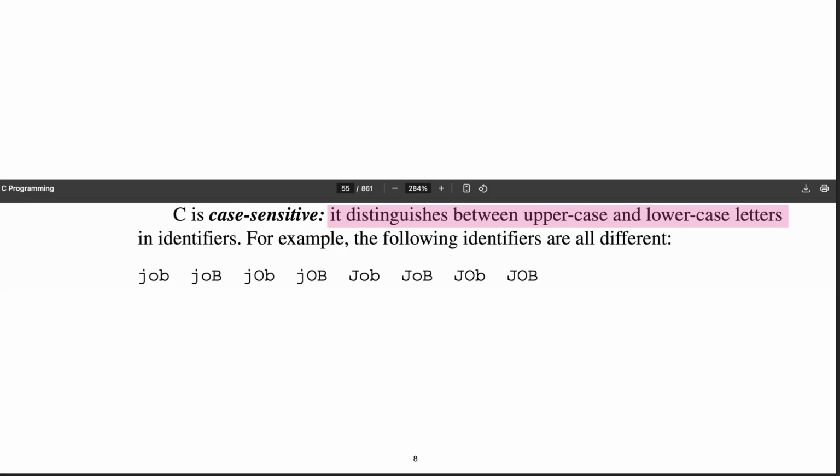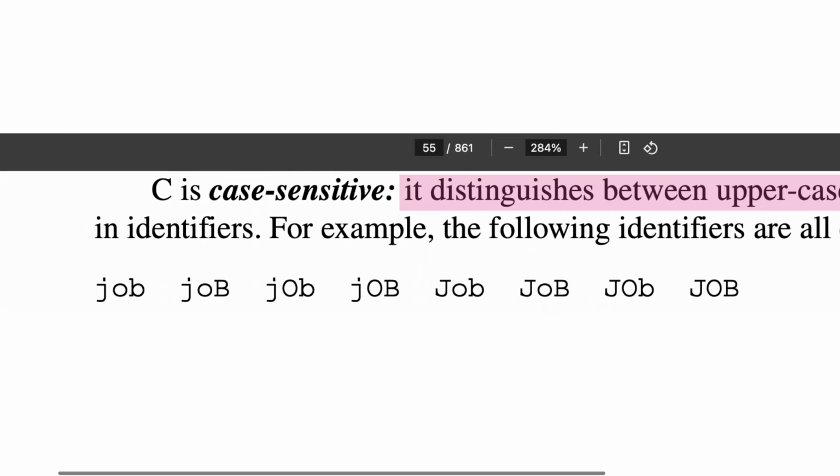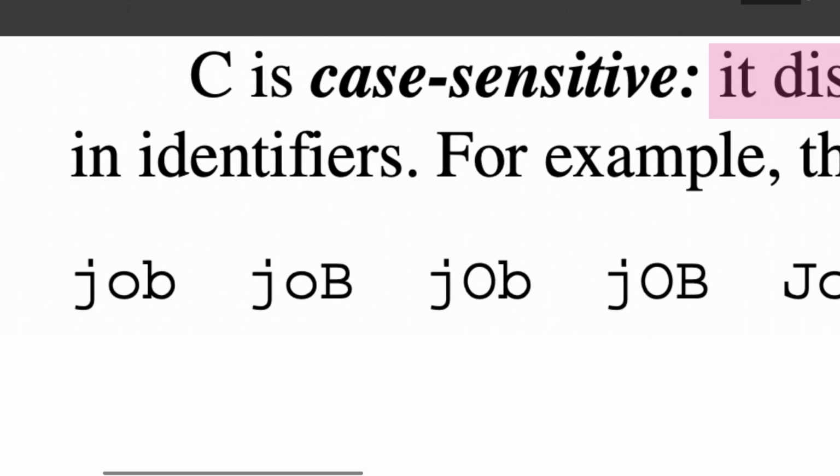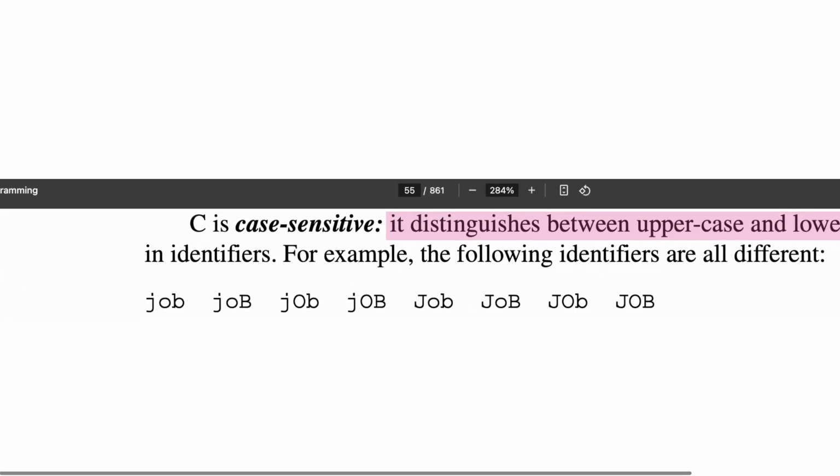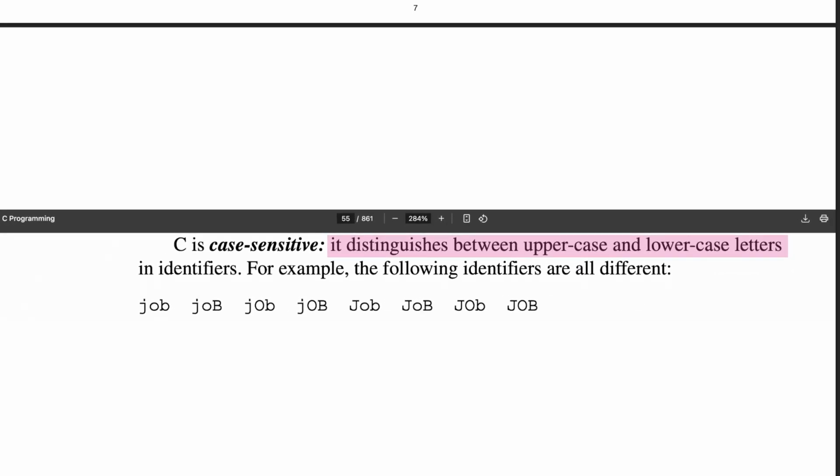So C is a case sensitive language. The C programming language is case sensitive. That means it distinguishes between uppercase and lowercase letters. So you can observe here the letters J, O, B, these all are different. The first word job is different from this one because in the first one all the letters are in lowercase, whereas in the second case the last letter B is uppercase. So you can observe that each of the identifiers is different from the others because they are differentiated by case.